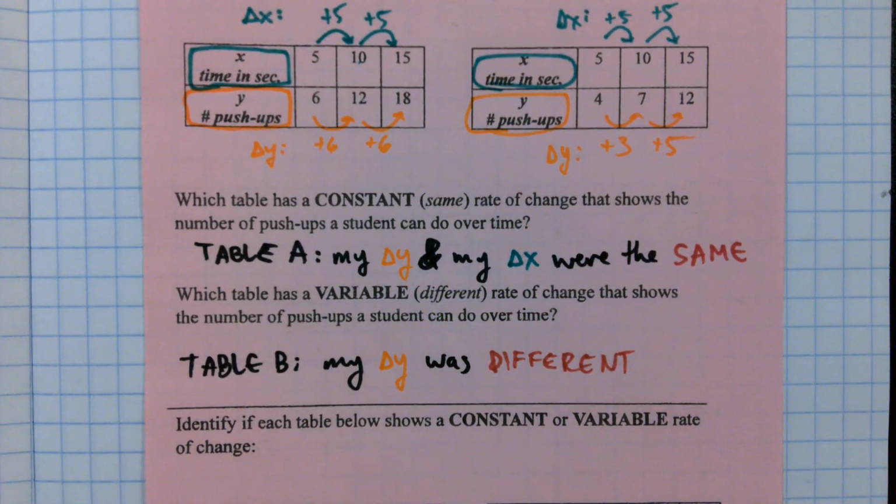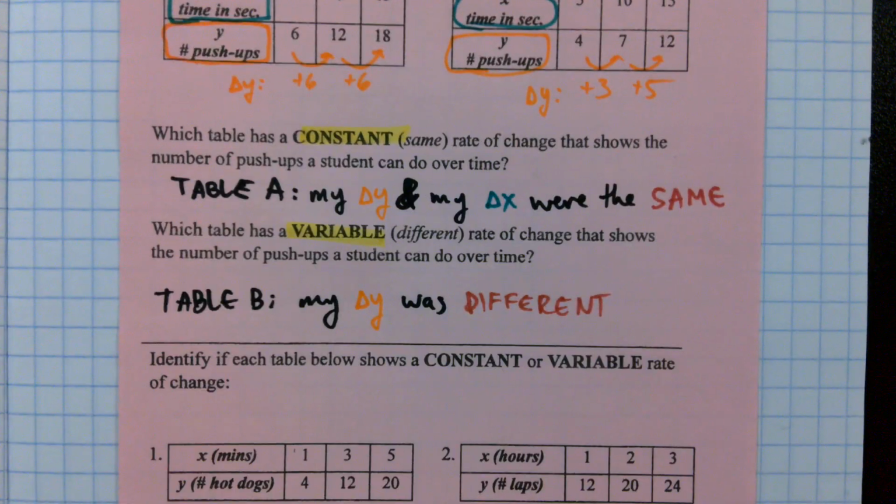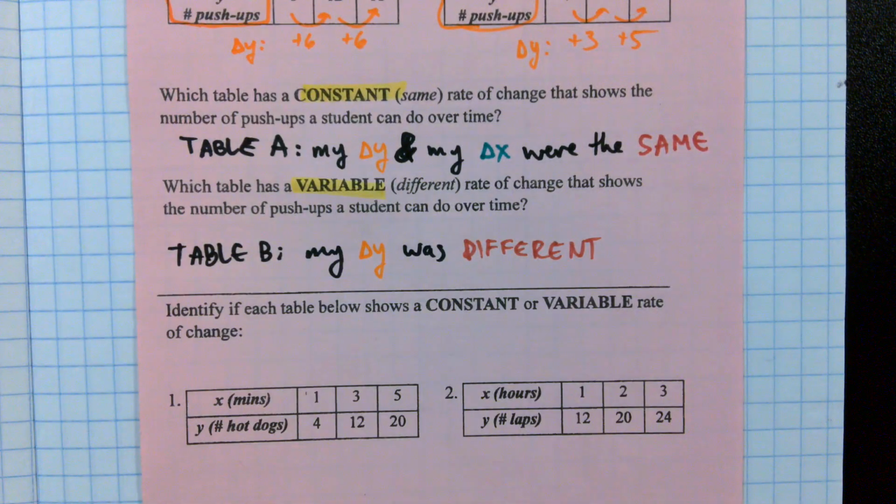Therefore, I had a variable rate of change. I wasn't doing push-ups at a constant rate over time. If I were to graph that, with seconds on one axis and push-ups on the other, he's going at this speed for a little bit, and then all of a sudden he gets a lot faster, and the line looks like that. Is that one straight line to you? No. So that would not be a linear relationship.